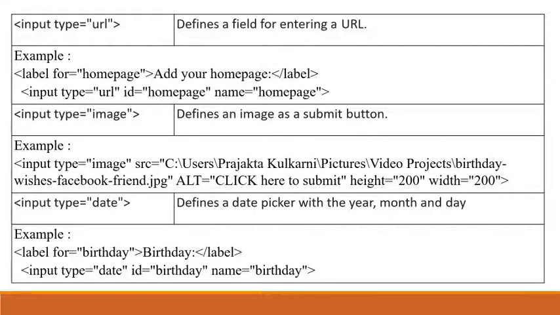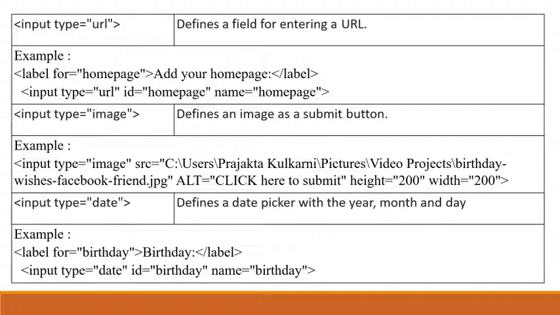Next one is input type equal to date. It defines a date picker with the year, month and day. Now always, you know, the date is in the format of day, month and year. So in the same way, a picker will show to you, which lets you select a particular date.